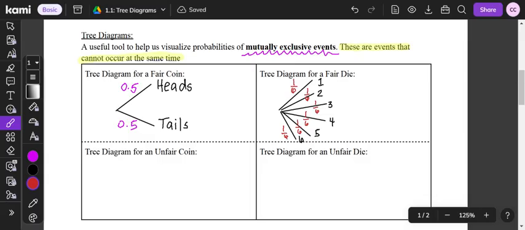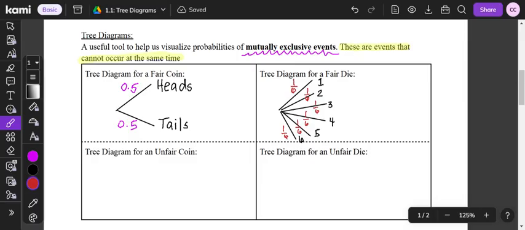Now, if you'd like to, take a moment, maybe pause the video, think about it. In the bottom two boxes, we're going to try and draw examples of tree diagrams for an unfair coin and an unfair die. So I want you guys to think about for just a second, what do you think that would look like?